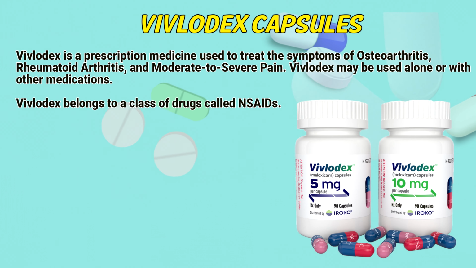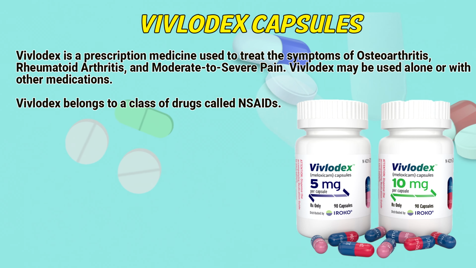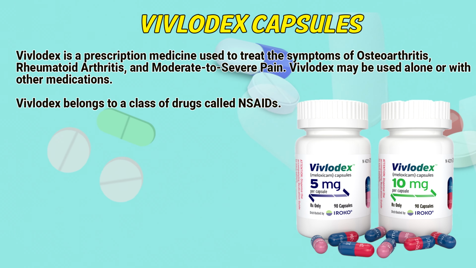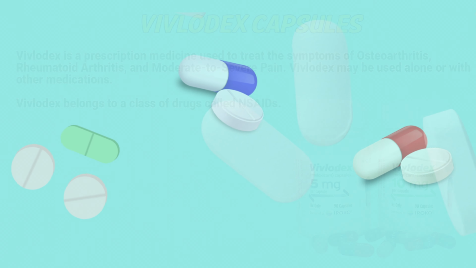Vivlodex is a prescription medicine used to treat the symptoms of osteoarthritis, rheumatoid arthritis, and moderate to severe pain. Vivlodex may be used alone or with other medications. Vivlodex belongs to a class of drugs called NSAIDs.